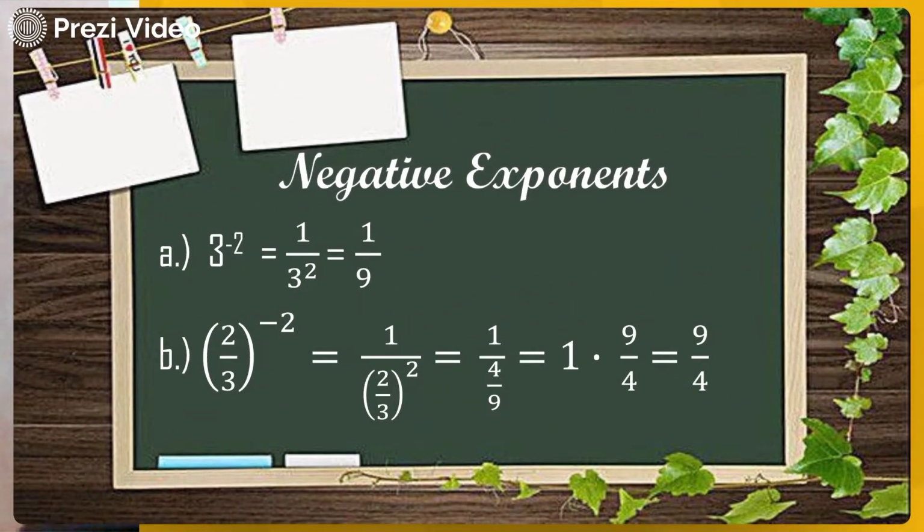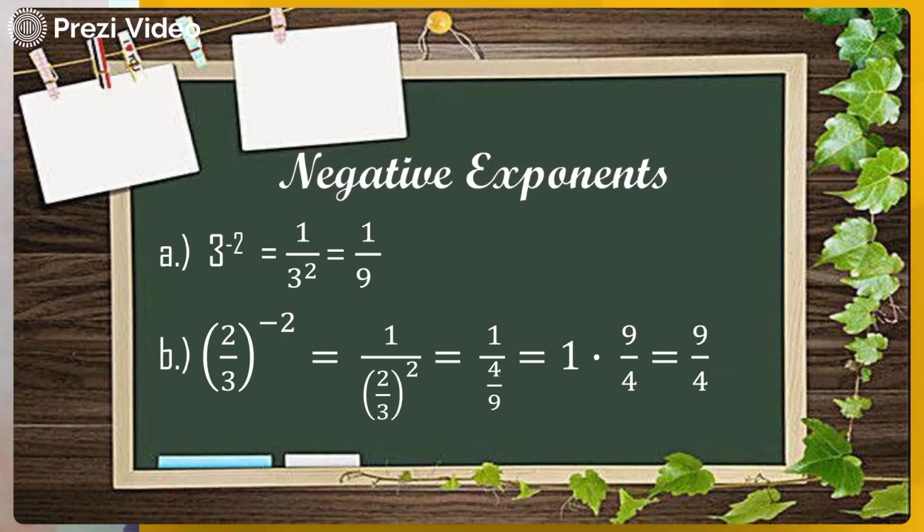The quantity of 2/3 raised to negative 2. We can apply the quotient rule or division rule, right? Or, since the exponent is negative, we can take the reciprocal first. So, it becomes 1 over the quantity of 2/3 raised to 2, and then we simplify by using the laws of exponents.